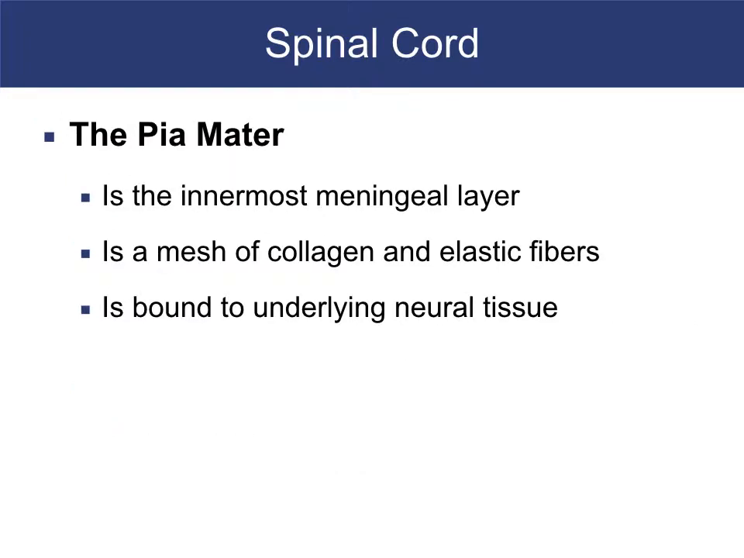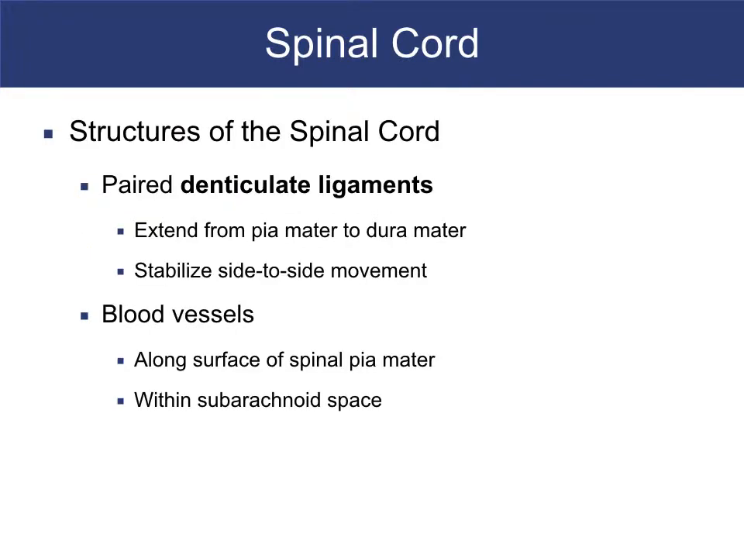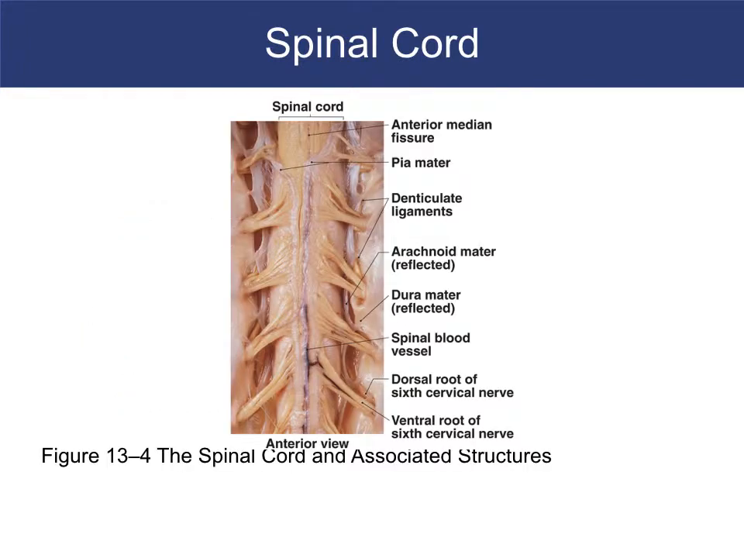Pia mater is the innermost one. Like I said, it's totally bound to the underlying neural tissue, so you won't be able to peel it off of your spinal cords that we get in lab today. On either side, there's those denticulate ligaments that I mentioned. They stabilize the side-to-side movements. There's also a bunch of blood vessels along the surface of the pia, and they supply blood to everything in there. Here's a nice close-up.